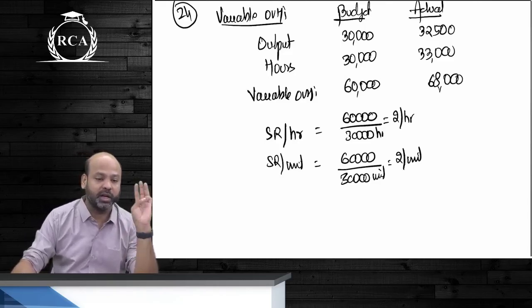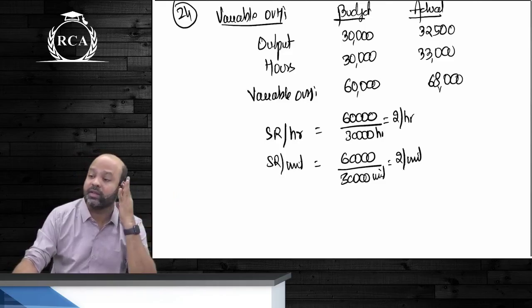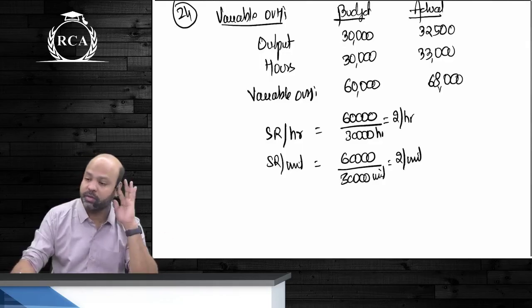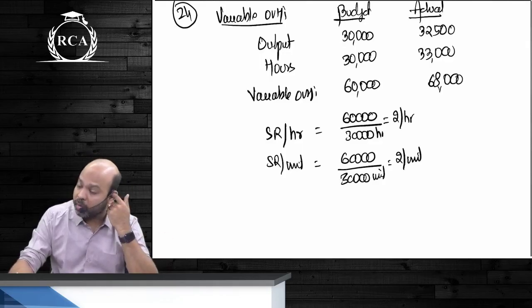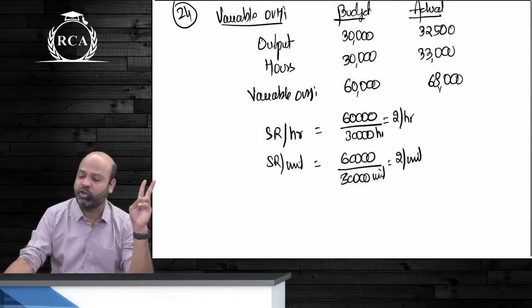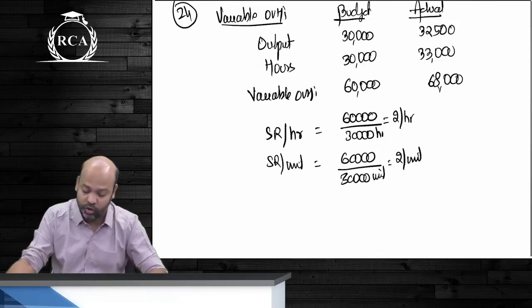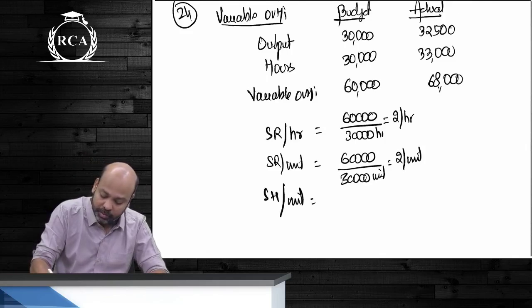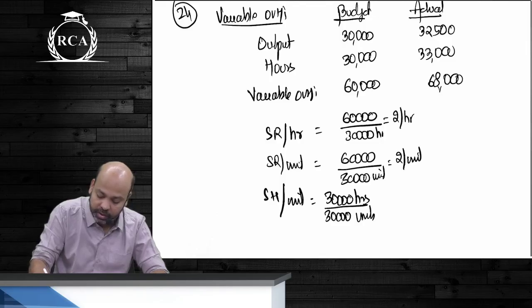In order to compute variable overhead variances, you need actual hours, you need standard hours, you need standard rate, you need actual rate, just like labor variances. First you will have to understand, guys, what are the variables required. Only then you will know how to proceed with the question. The variables required will be the same as employee variances: standard rate, actual rate, standard hours, and actual hours. You know that your standard time per unit will be how much, beta? As per the budget, 30,000 hours to manufacture how many units? 30,000 units. That will be 1 hour per unit.